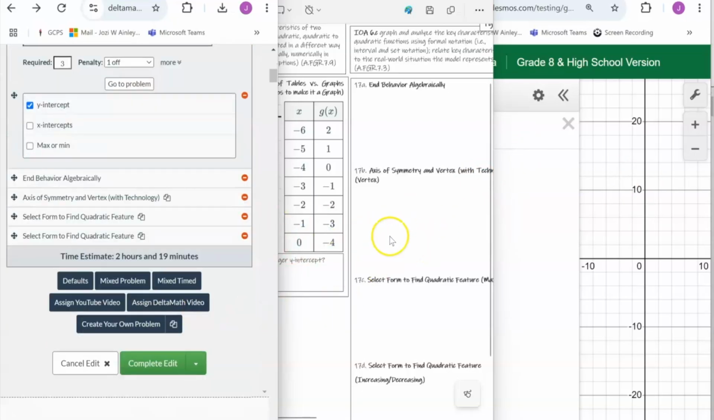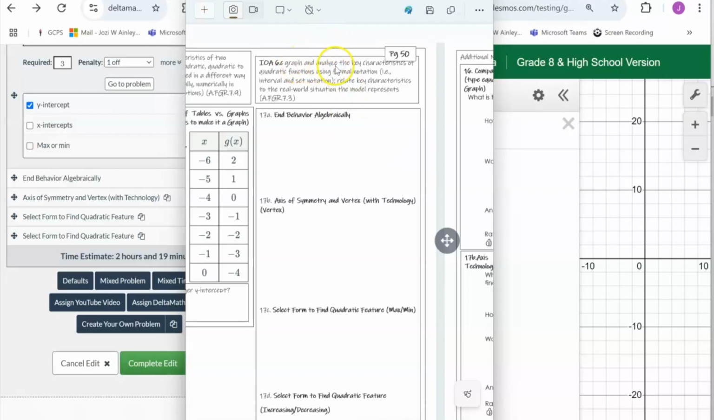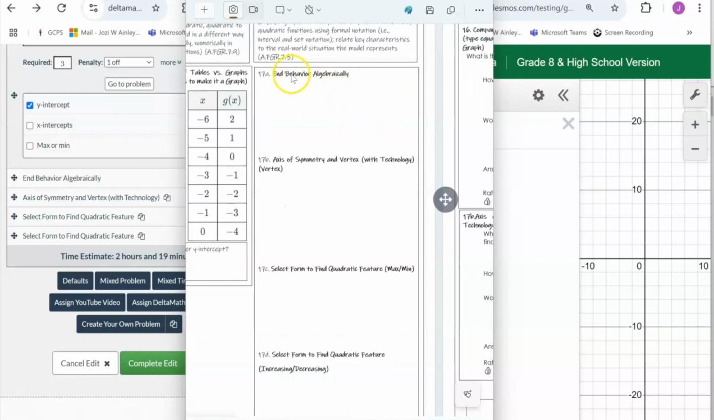All right, so now we're going to take a look at the last question. Now, here's the thing with the last question. This last question says, graph and analyze key characteristics of a quadratic function using formal notation, in other words, interval or set notation, and relate key characteristics to the real-world situation it represents. In order to do this question, you have to know end behavior, axis of symmetry, and vertex, actually really just the vertex, and max and minimum, and increasing and decreasing, because it's a select all, therefore you must know all.